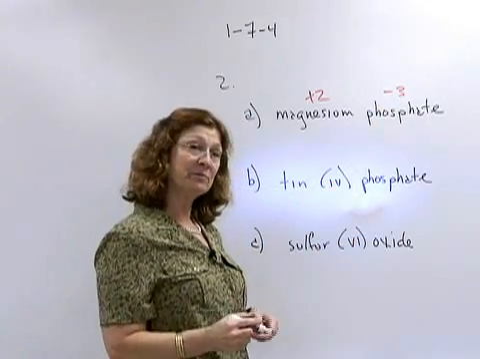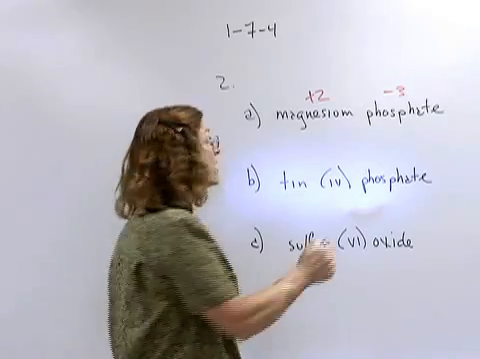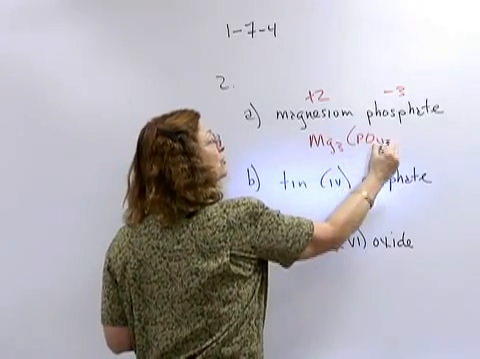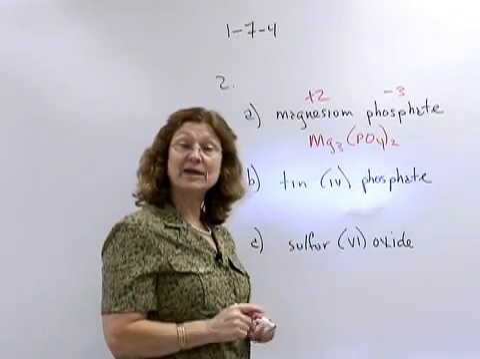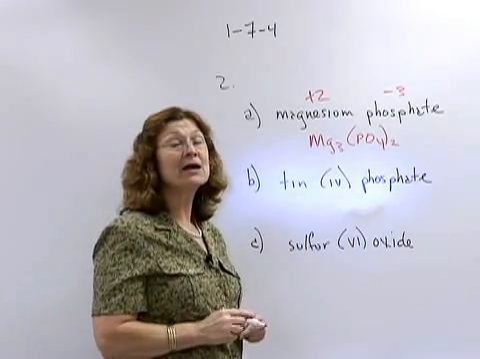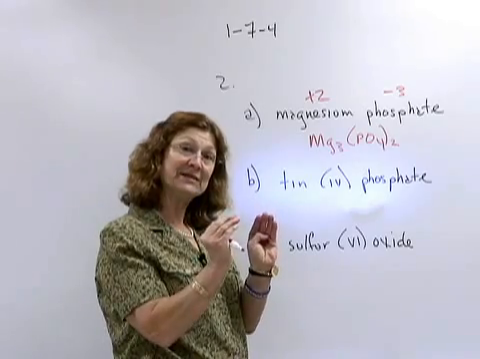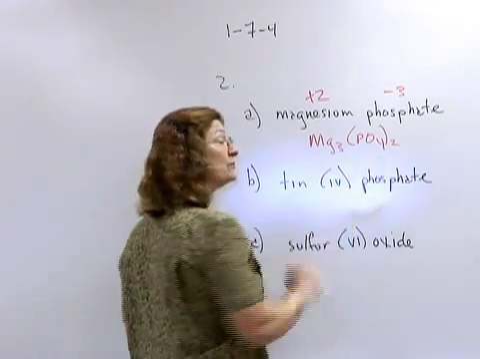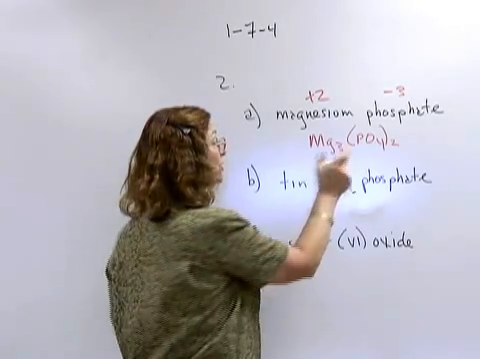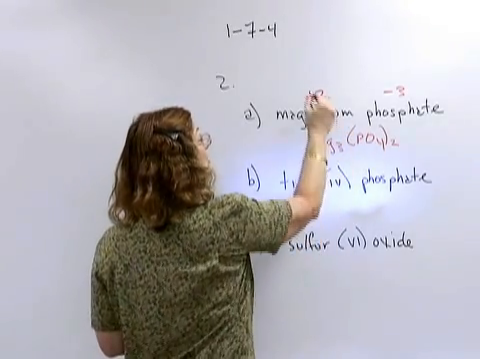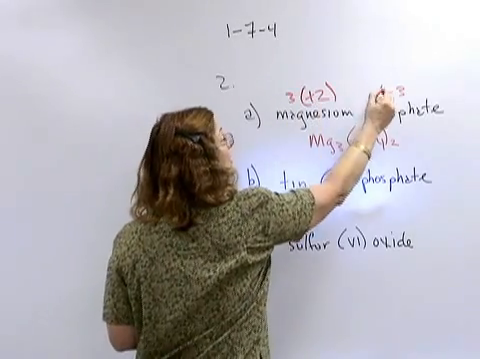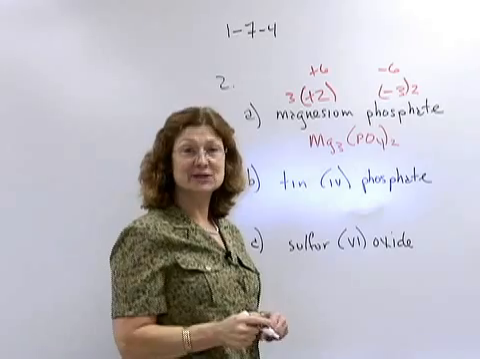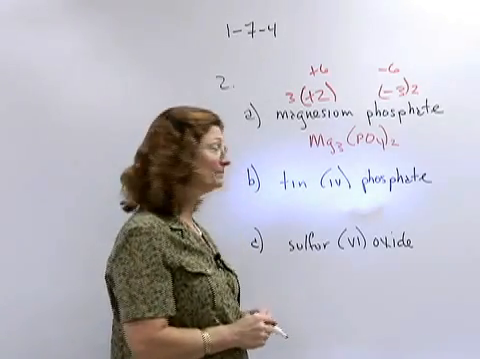The common multiple between 2 and 3 is 6. So I need 3 magnesiums and 2 phosphates. And when we have more than one polyatomic ion, I have to put them separate in parentheses and put the number of them on the outside. Otherwise, that'd look like 42. So I have to make sure that I can see that whole unit. So this number is multiplied by 3, this number by 2, and +6 and -6 is 0. And compounds must be 0.